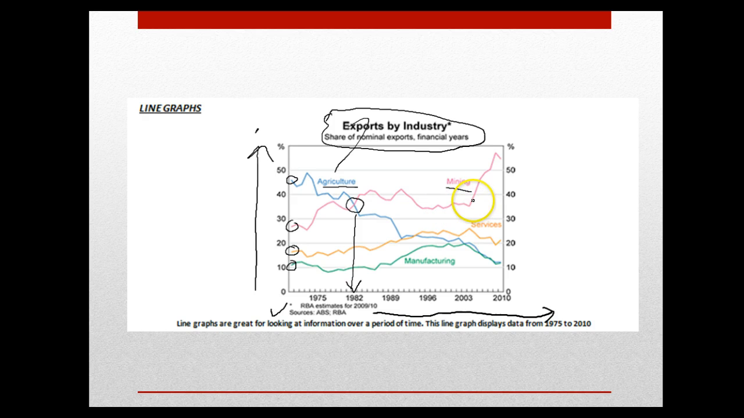I can see that from this point here to this point here, there was a boom in mining as an export industry. So that's from about, say, 2005 to 2010, mining dramatically increased as Australia's main export industry, with the value going up to about 55%. So that's a jump of about 20% increase in the industry. So a jump of 20% from 35% to 55%. And from 1982 to today, mining is Australia's largest export industry, compared with agriculture, services, and manufacturing. So there's lots of information I can get from that graph.